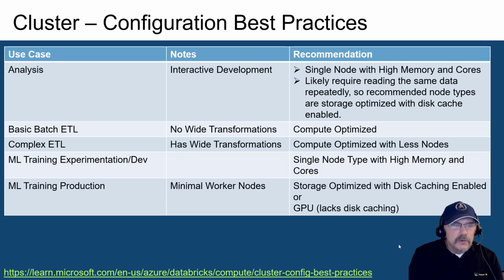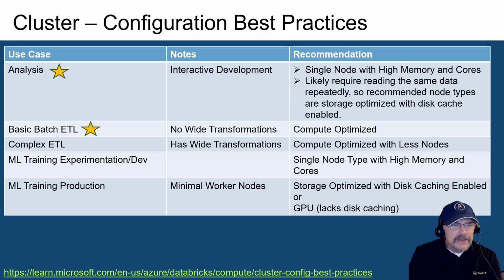It may be that you need to go to multiple nodes, but I think this is a pretty good idea because you can pick some pretty large VMs behind a node and work with that. They point out here too, you're likely going to be reading the same data repeatedly, so the node types are storage optimized and disk cache enabled. In other words, that's what they recommend.